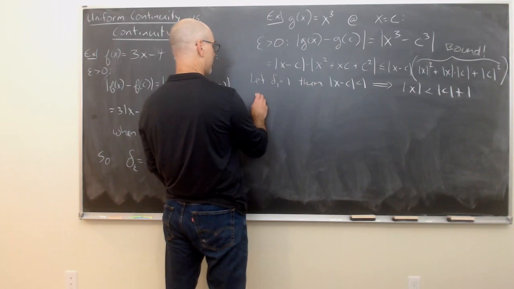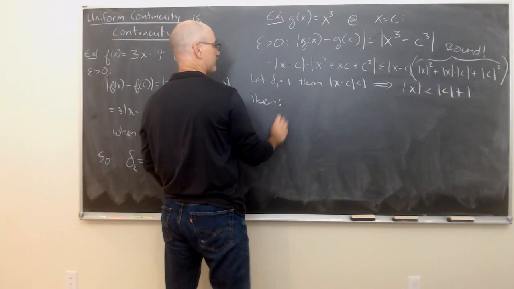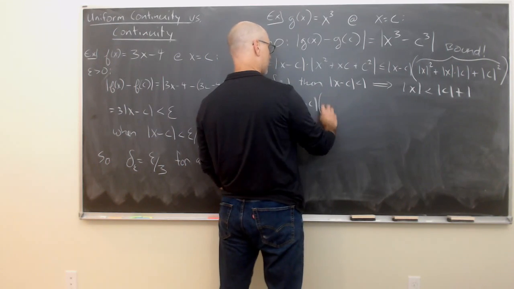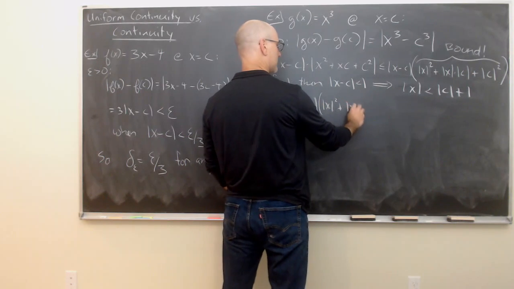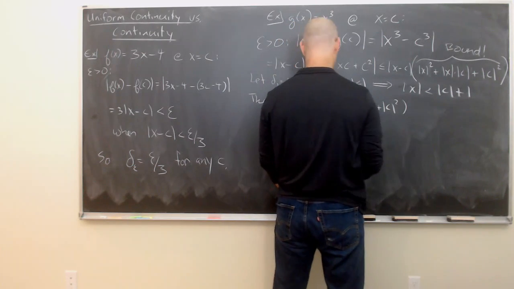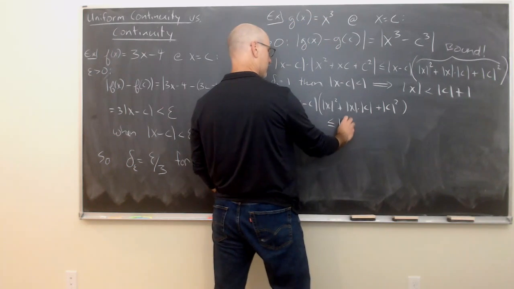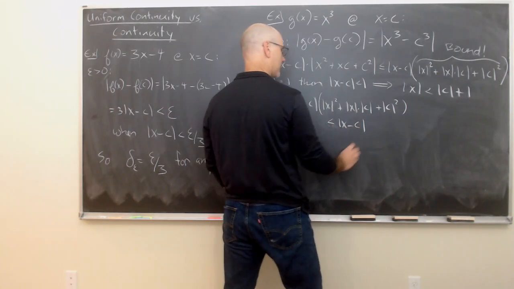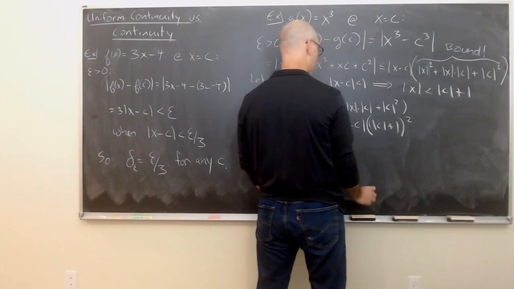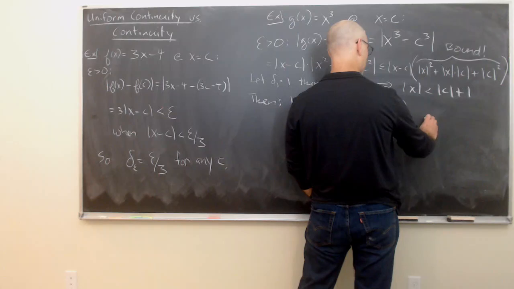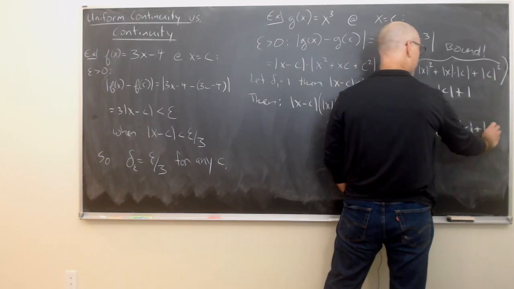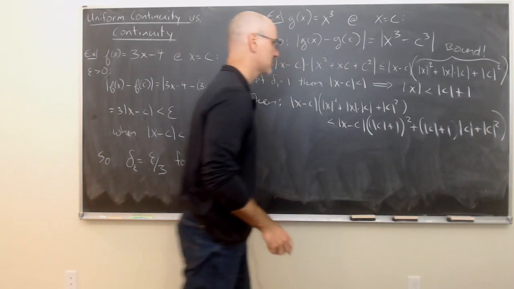So I end up with |x − c| times (x² + xc + c²), that's strictly less than |x − c| times ((|c| + 1)² + (|c| + 1)|c| + |c|²).